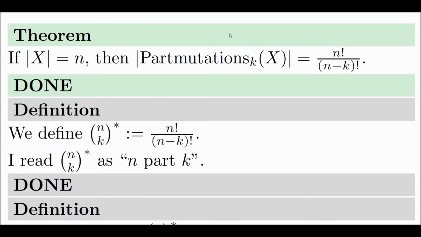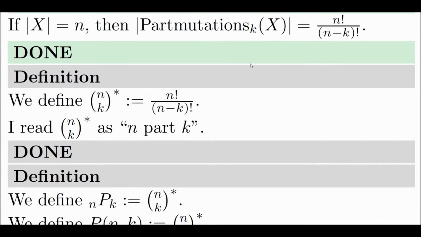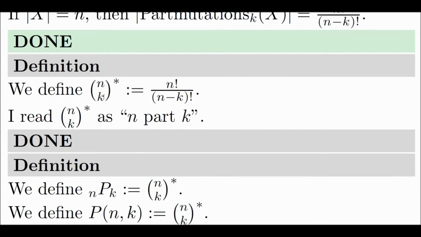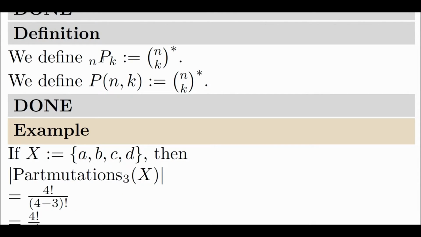So here's the basic fact for counting how many partmutations you'll have. If the number of objects in X is n, then the number of partmutations of length k is given by this formula. So you do n factorial over n minus k factorial. And this shows up an awful lot, so there's a special notation for that. So I'll define n,k with a star here to be this fraction. Other people will just write nPk whenever I write n,k star. You might also see P(n,k), that stands for the same thing.